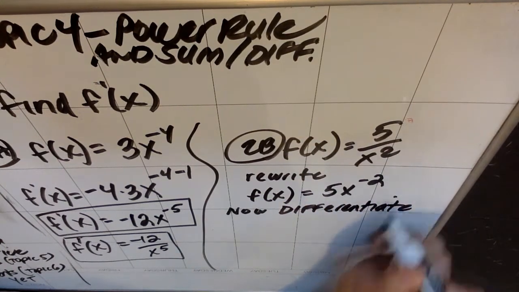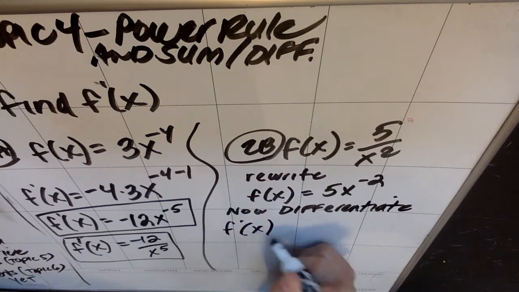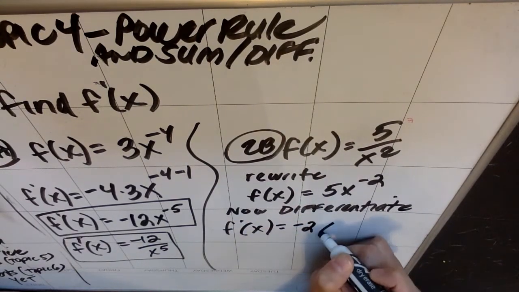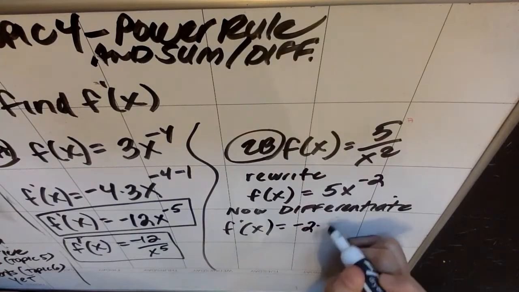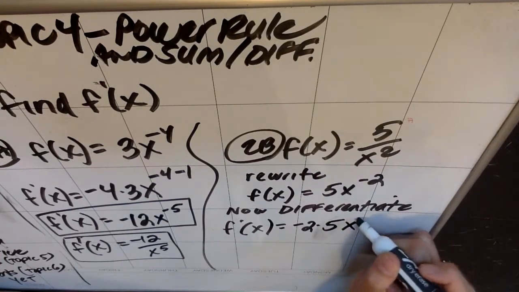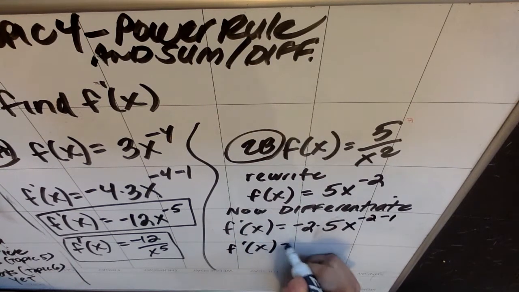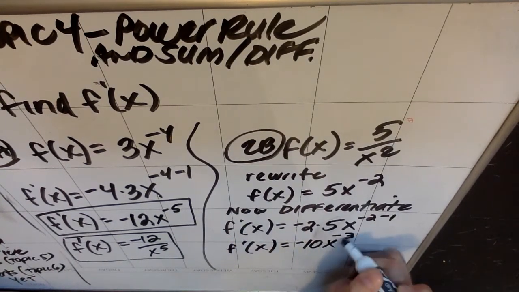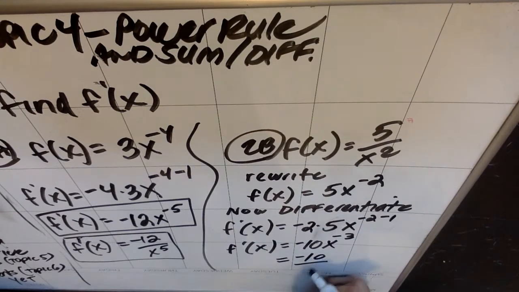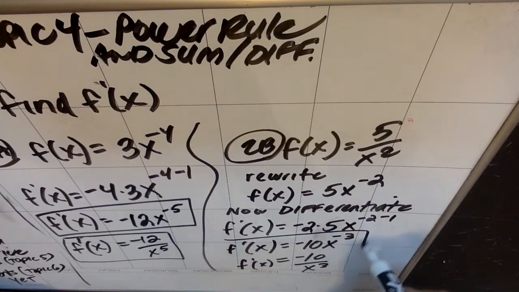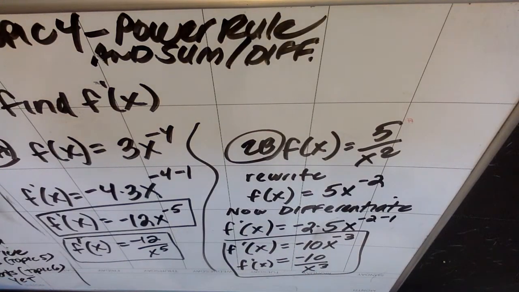So when we differentiate now, I use the power rule and say, cool, my f prime is, drop the negative 2 down times that 5. Sorry, sometimes my brain is slow. Times that 5. x to the negative 2 minus 1, which is going to be a negative 3. So I get that my f prime is negative 10x to the negative 3rd or a negative 10 on top of an x cubed. Either of those would be fine, right? So that's example 1 and 2.